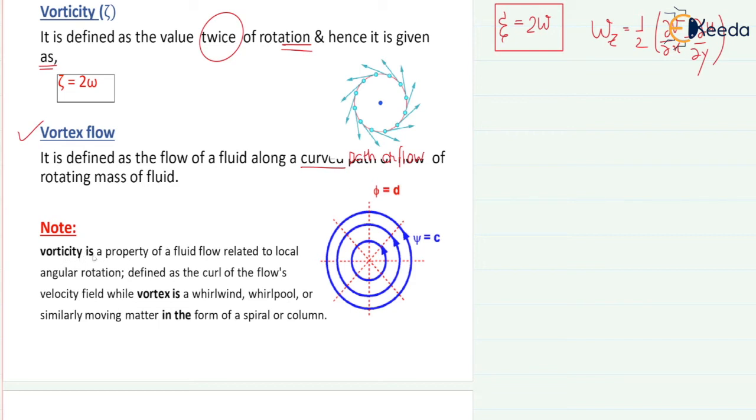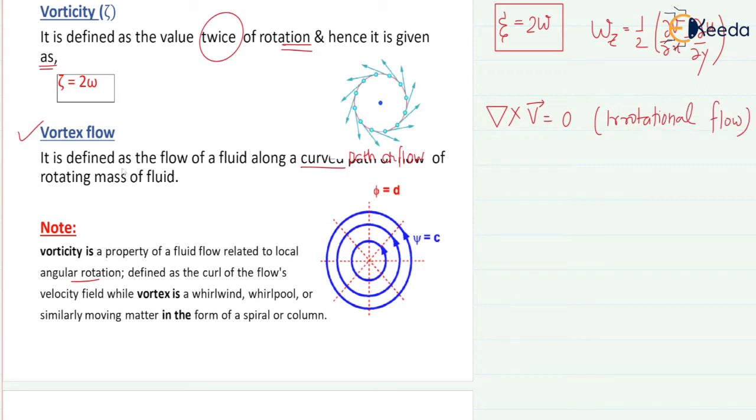Note, vorticity is a property of the fluid related to the local angular rotation, defined as the curl of flow. So del cross v vector. Curl means del cross v vector. If del cross v vector equals 0, it is called irrotational flow. That we have seen already in the kinematics.